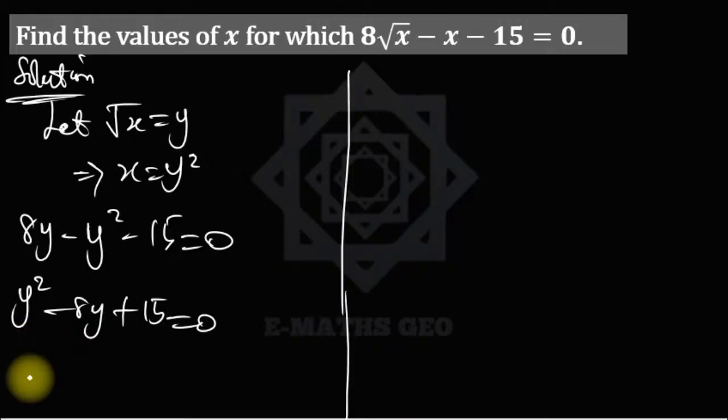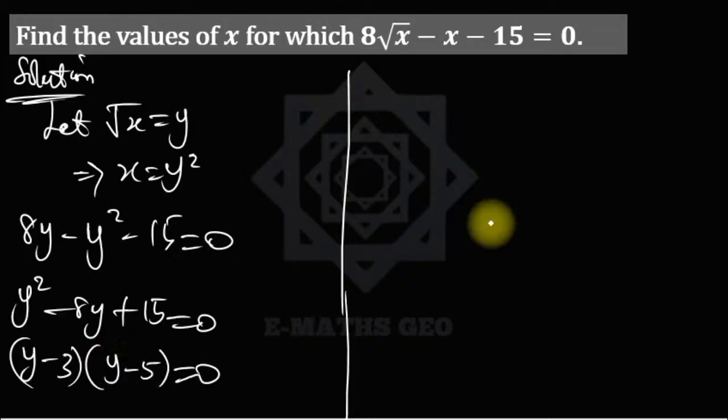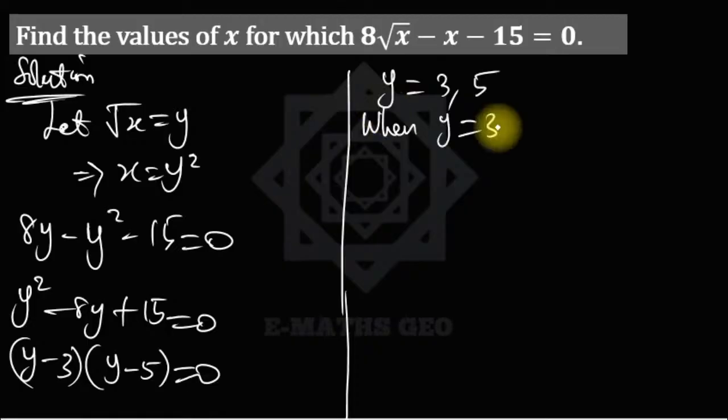So what do you see? We have a quadratic function, and if we factor this, this is y minus 3 times y minus 5 equal to 0. So we have that y is either 3 or 5. But we're not asked to find y, we are given x. So when y is 3, it implies that x is now 3 squared, which is 9.